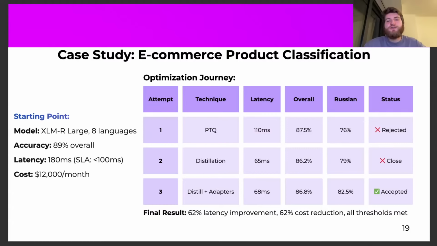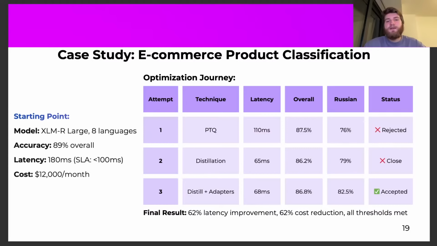So the final architecture: distilled 4-layer model as base. Russian adapter activated for Russian traffic, detected via language detection. English adapter for English traffic, a further 2% accuracy boost. Other languages use the base distilled model without adapter.